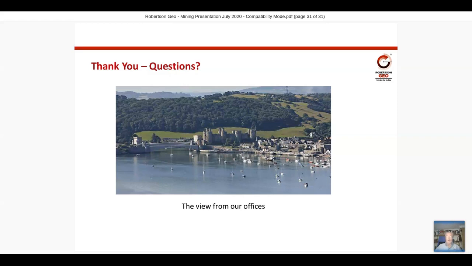I will give an open invitation for any of you who are in Wales who would like to come and visit us. This is the view from our office on a good day in summer, which it's not today. We've got some wonderful castles up here. That's an image of Conway Castle, just across the river from us, from around 1284, I believe. So if you're interested in history and would like to combine that with a visit to our base, you'd be very welcome. Thank you very much for listening, and hopefully I haven't gone on too long.